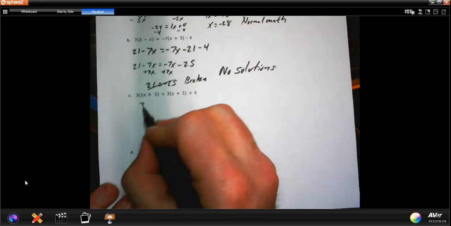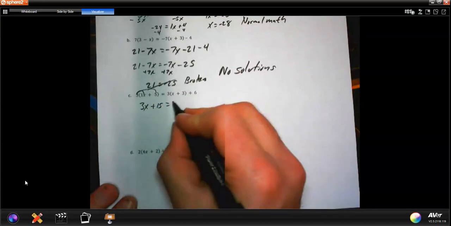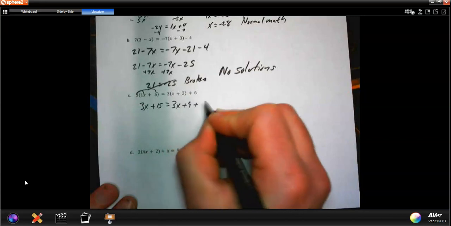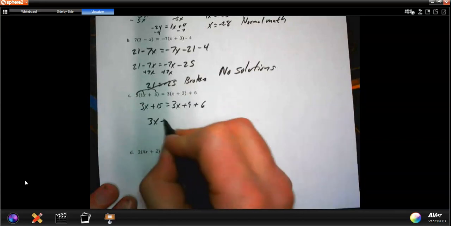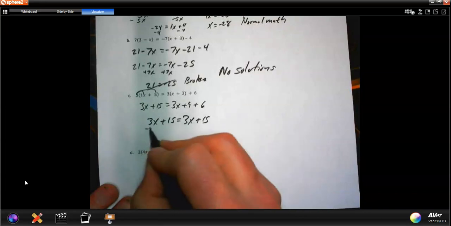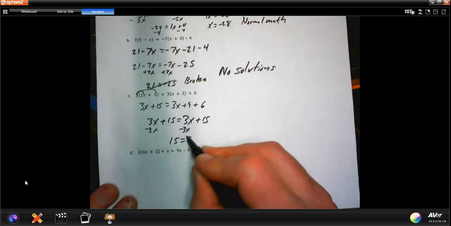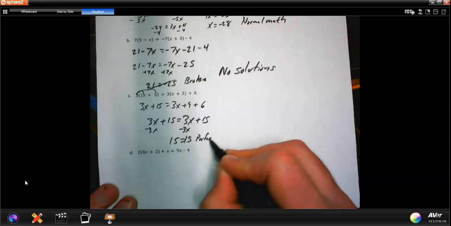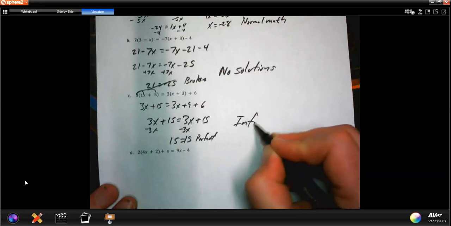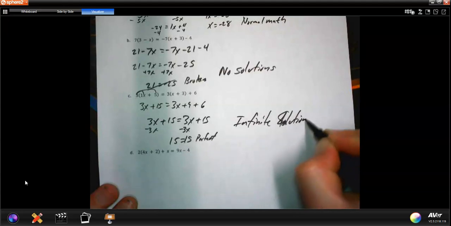We get 3x plus 15. Remember, I'm going 3 times 1 and 3 times 5 equals 3x plus 9 plus 6. 3x plus 15 equals 3x plus 15, minus 3x from both sides. So I see that they're the same. That's perfect math. So that is infinite solutions. Every answer is going to work. Infinite answers, infinite solutions is the fancy way to say it.